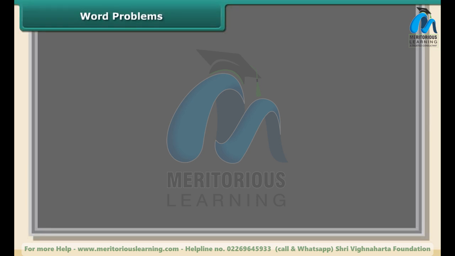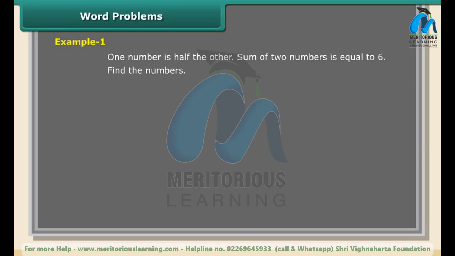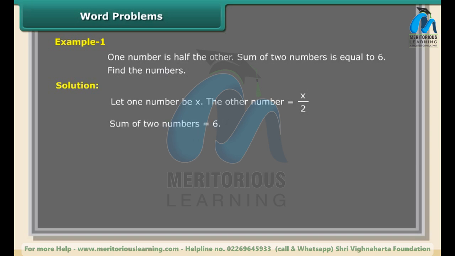Word problems. Example 1. One number is half the other. Sum of two numbers is equal to 6. Find the numbers. Solution. Let one number be x. The other number is equal to x upon 2. Sum of two numbers is equal to 6. Hence, x plus x upon 2 is equal to 6.